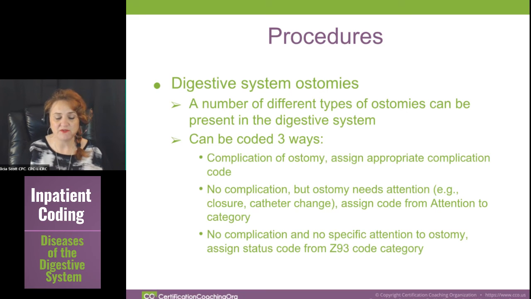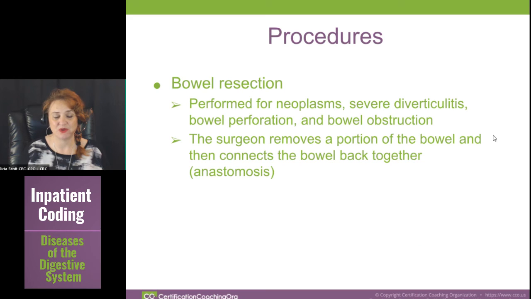If you don't have any complications, but they need to do something to it, like the takedown, or change a catheter, anything like that, then it's attention to where you're going to be coding. If there's no complication and no attention, then you're going to just use Z93 codes. So go look in your tabular at Z93 and familiarize yourself with any guidelines, excludes, or additional information that you need for Z93 codes. If you don't know they exist, then you won't code them to the highest specificity.